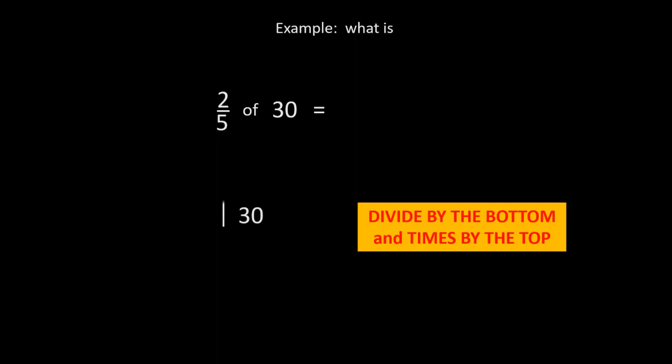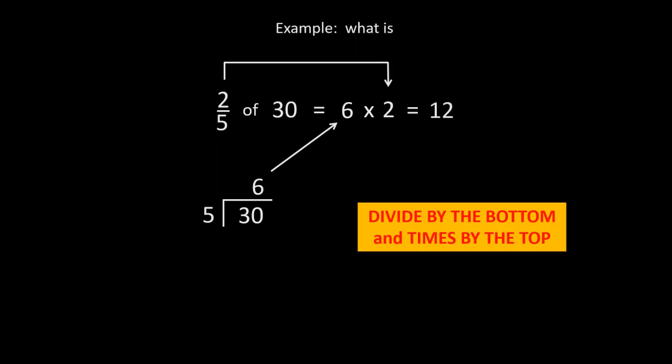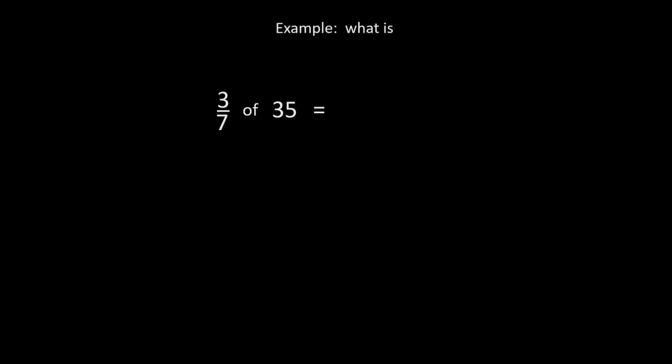So we're going to take 30 and divide by 5. How many 5s in 30? 6. So we're going to take that 6 and times by the number on the top. And there it is. So 1/5 was 6, but we don't want 1/5, we want 2/5. So 6 times 2 is 12. Let's have a look at another one.